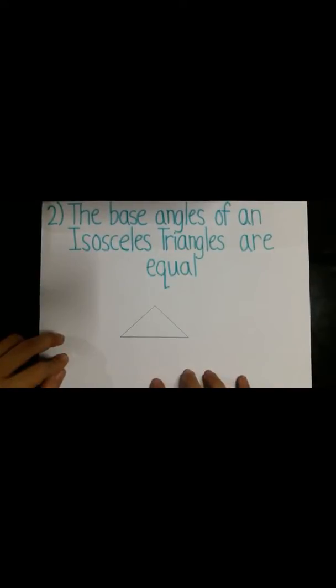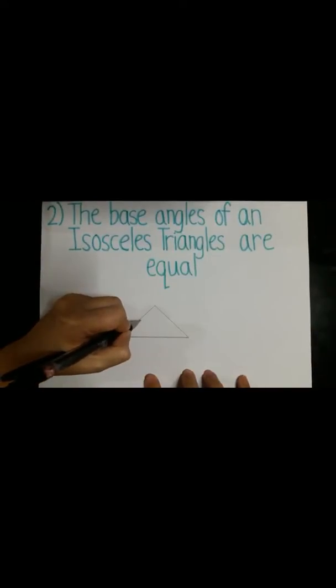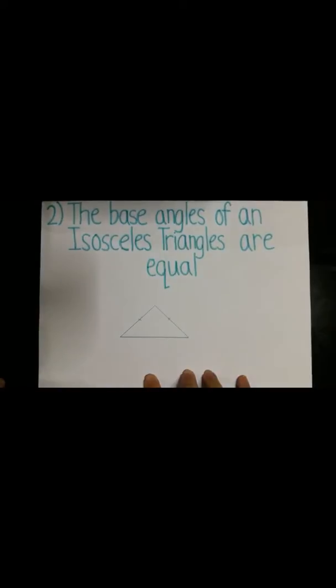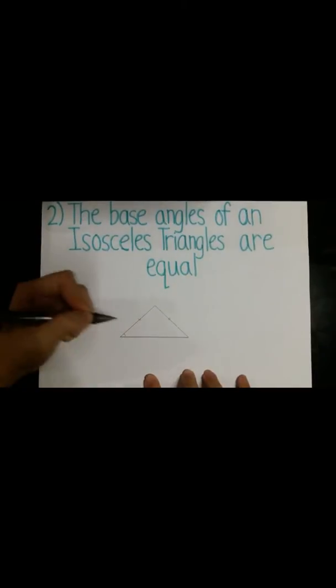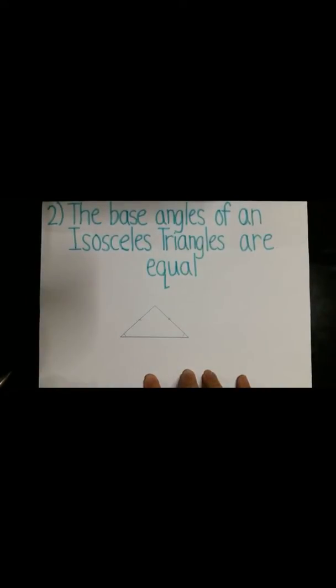So now we have that this side and this side are congruent, because if these side lengths are the same, then their base angles are going to be congruent as well. That is the second theorem.